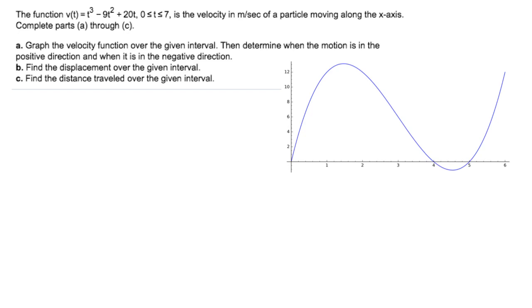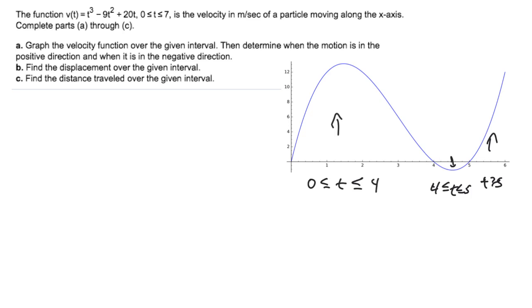So from this picture, we can see that the velocity is positive above the x-axis between 0 and 4. Velocity is below the x-axis from 4 to 5, and velocity is positive again for t more than 5. So I can see the positive, negative, and positive velocities. Now remember, for these times between 0 and 4, positive velocity means that my particle is moving in the positive direction along the x-axis.